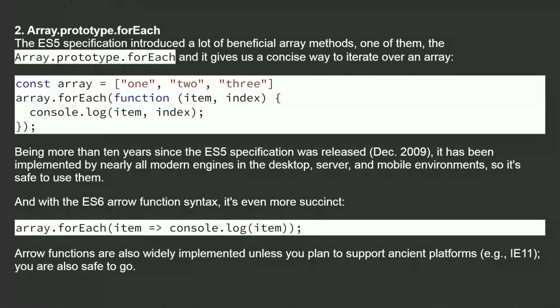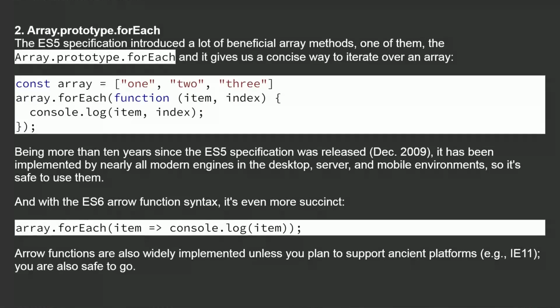2. Array.prototype.forEach. The ES5 specification introduced a lot of beneficial array methods. One of them, Array.prototype.forEach, gives us a concise way to iterate over an array. It has been more than 10 years since the ES5 specification was released in December 2009, and it has been implemented by nearly all modern engines in the desktop, server, and mobile environments, so it's safe to use.